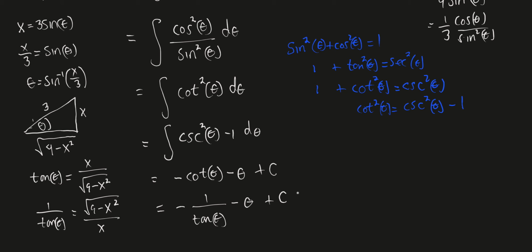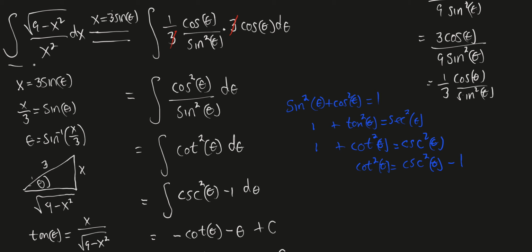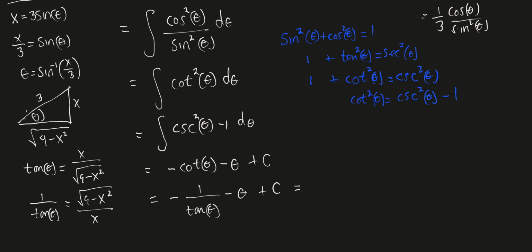So here's our final answer with everything in terms of x. The antiderivative of root 9 minus x squared over x squared, this was our original problem, just so that you can see it again. And now we're going to write down its antiderivative after several steps. It is negative root 9 minus x squared over x minus arc sine of x over 3 plus c. All right, so that's our antiderivative.